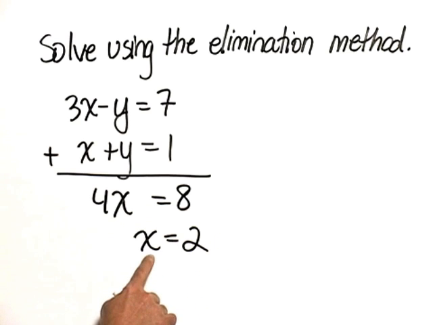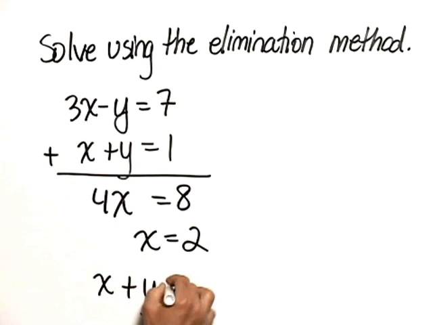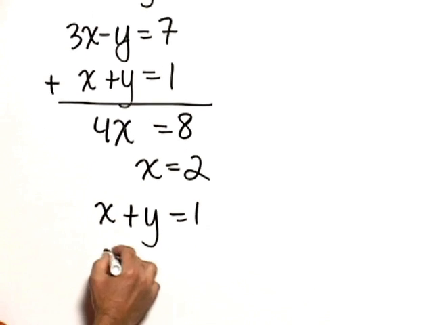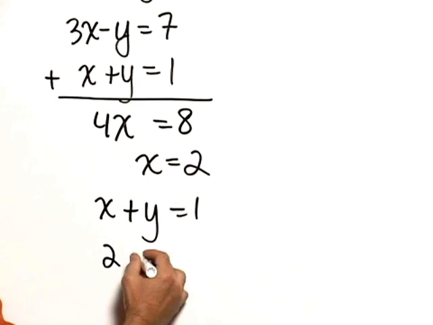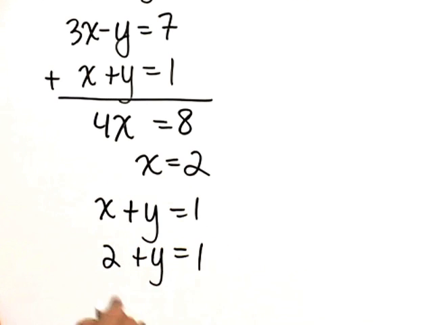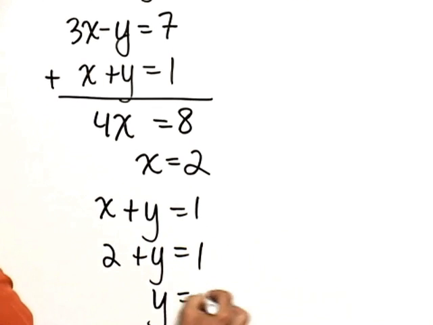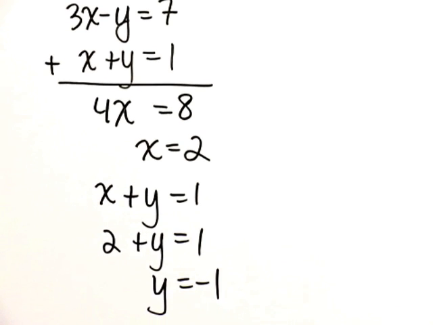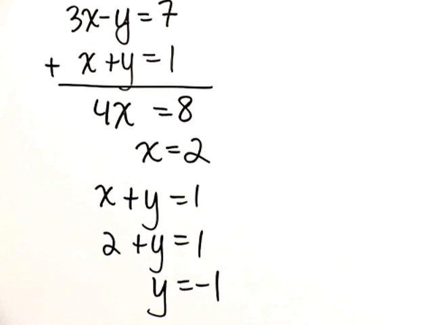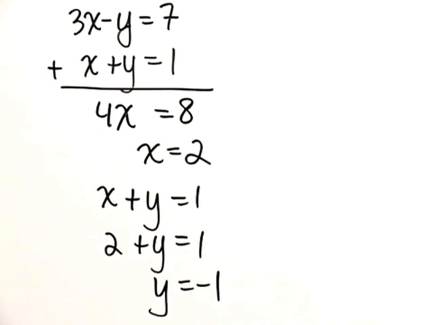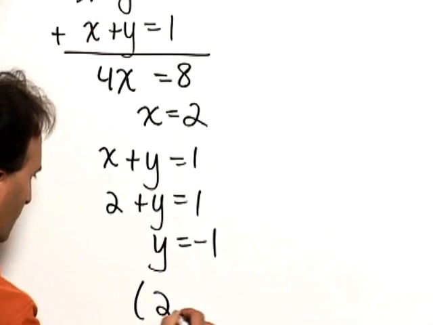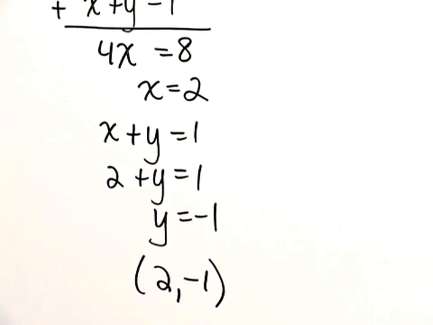Now we substitute this into either of the equations. I will select the second equation. x plus y equals 1, so 2 plus y equals 1. Subtracting 2 from both sides, we find that y is equal to -1. So our solution then is the point 2, -1.